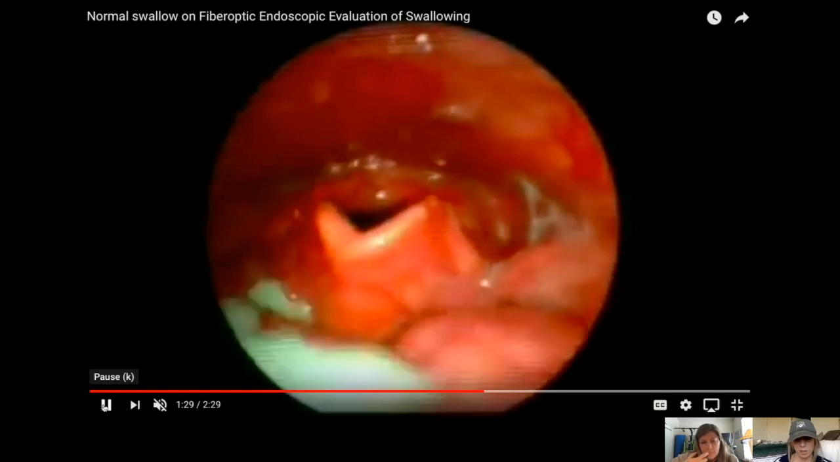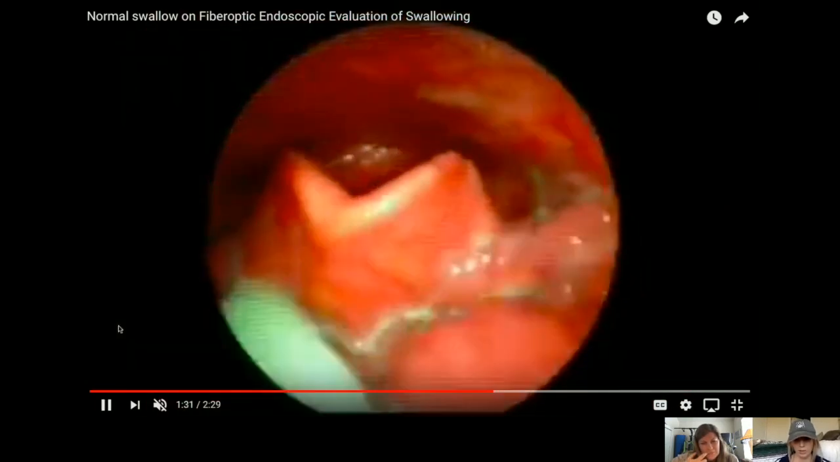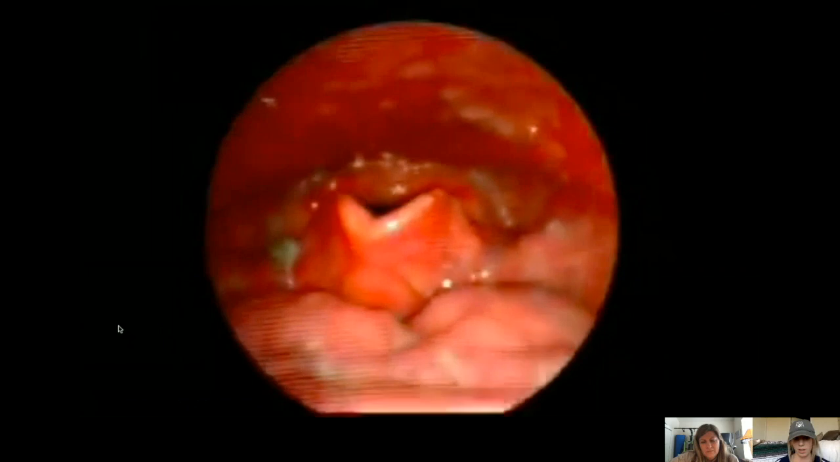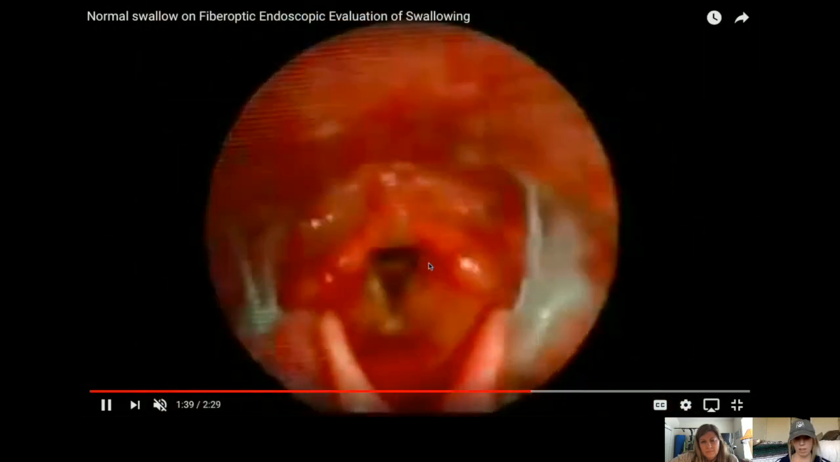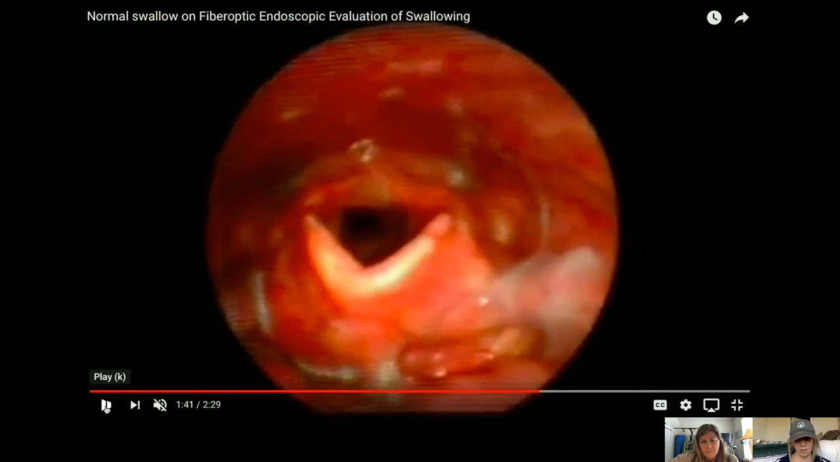Okay. So we're going to do a couple more swallows. There goes one, and another, and another. Still a little bit of residue, minor pooling. Your airway was sealed tight by the epiglottis. Everything looks very safe. Do you have any more questions? No, that looks good. Thank you.